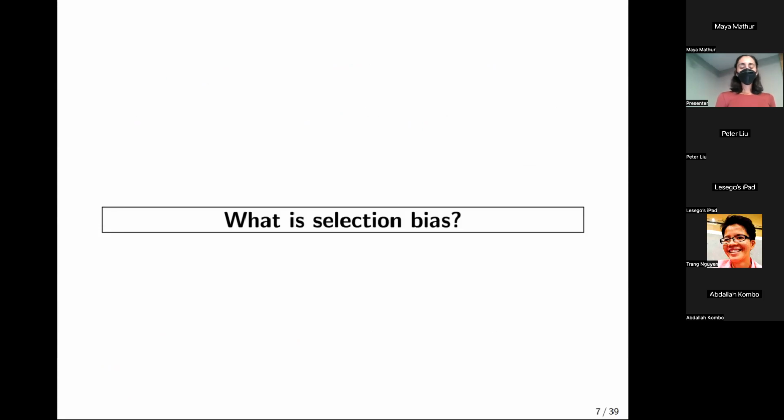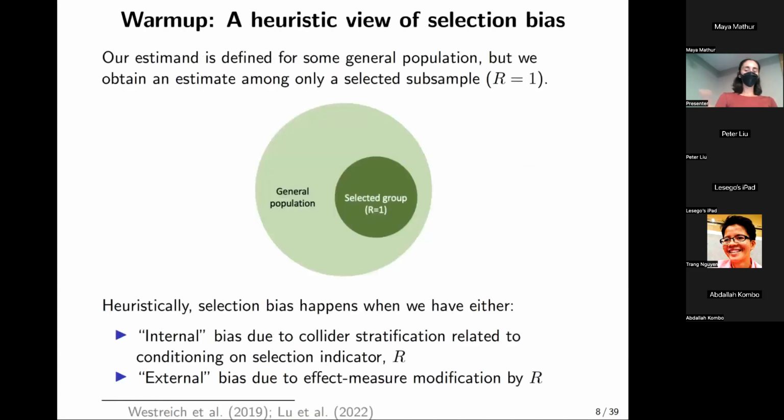Okay, so what do I mean by selection bias? So here is the pre-Dali version of the oil painting. The basic idea is we have some general population for which we want our estimate, but we can actually only obtain an estimate among some selected subsample called R equals 1.